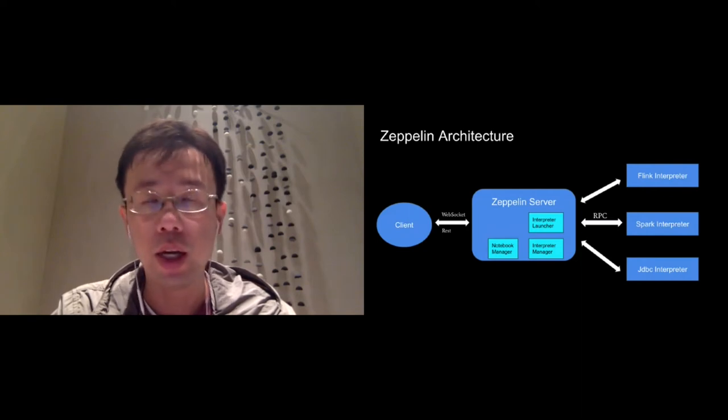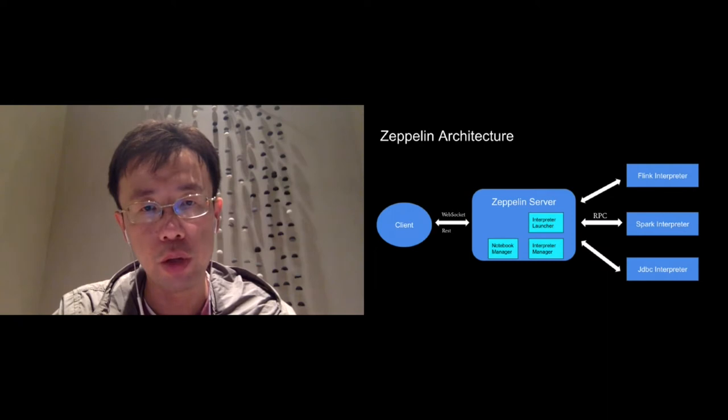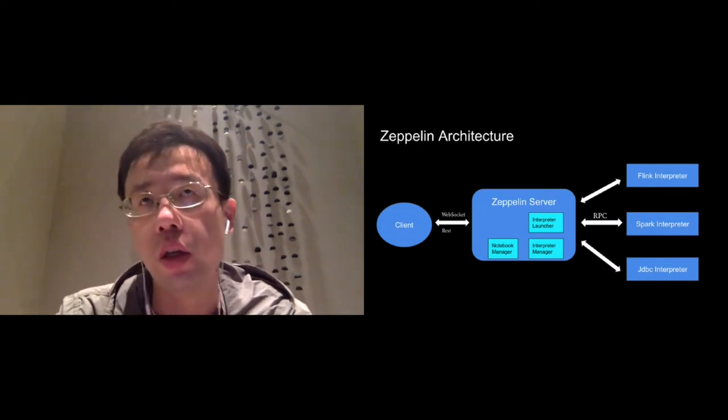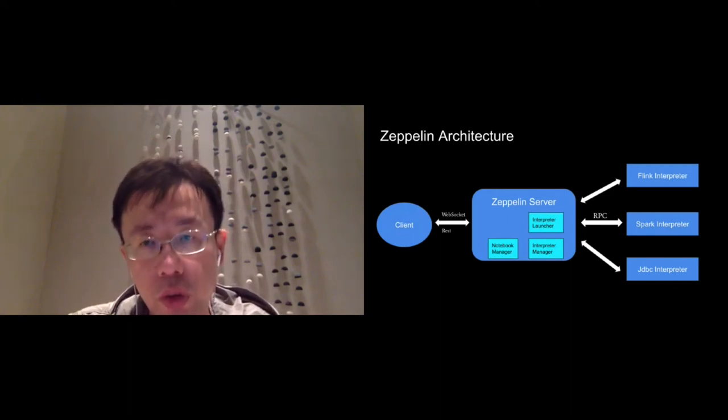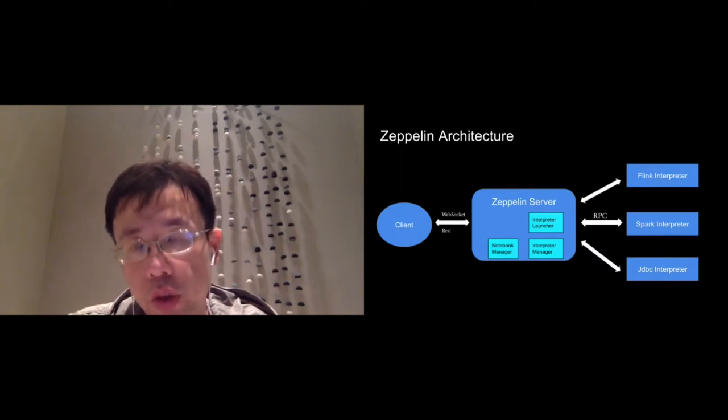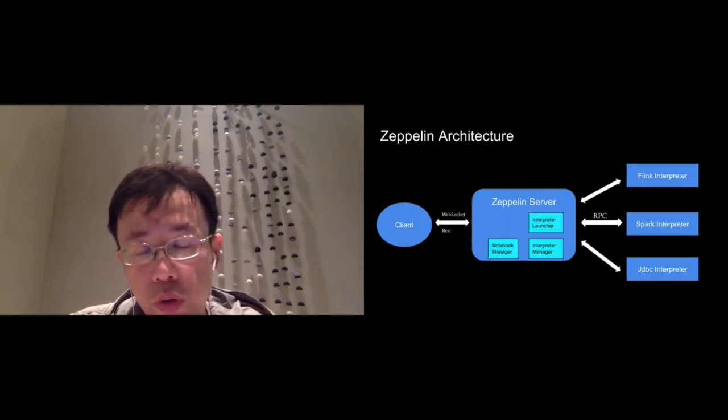The Zeppelin server is a kind of web server, which is responsible for managing the interpreters and the notes. The interpreter might be the most important concept in Zeppelin. It is a pluggable component that you can use to integrate with any tool. For example, here I list three interpreters: Flink interpreter, Spark interpreter, and JDBC interpreter. That means you can run Flink code, Spark code, and use JDBC to connect to any database. Of course, Zeppelin has a lot of interpreters besides these three. If you want to check the details, you can check the Zeppelin official website.